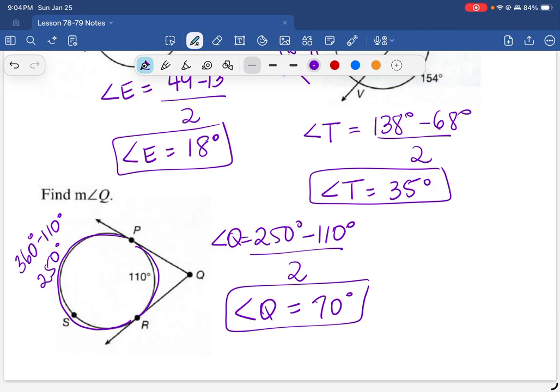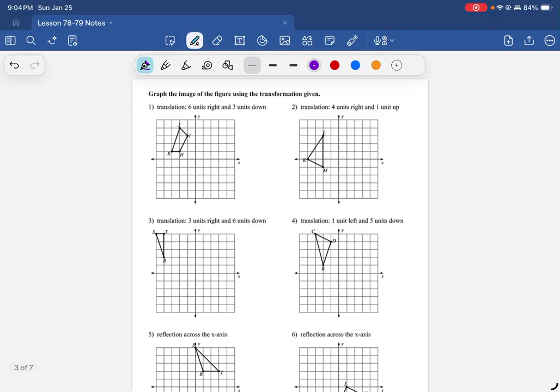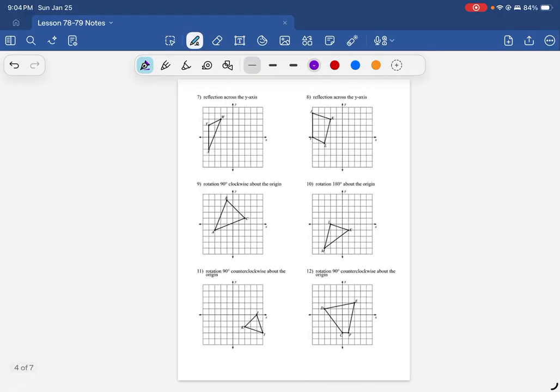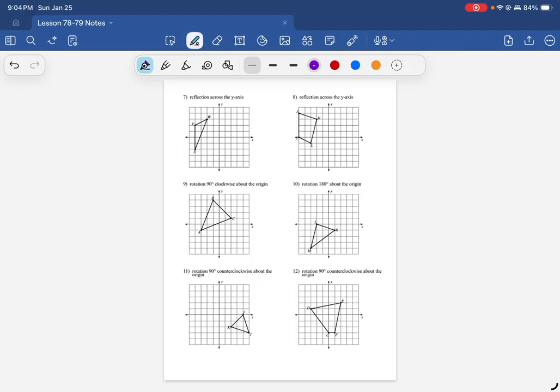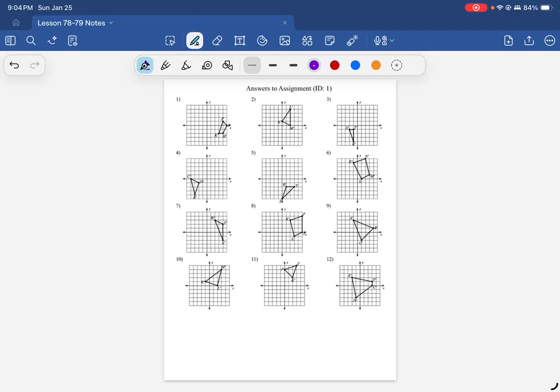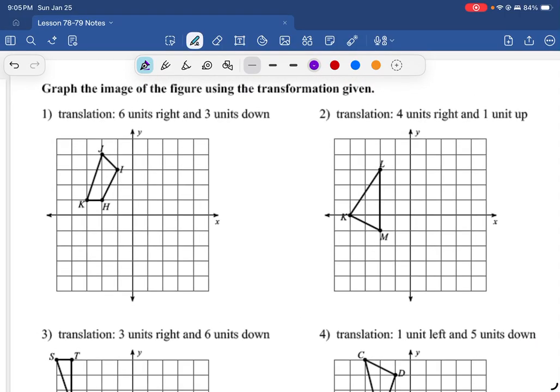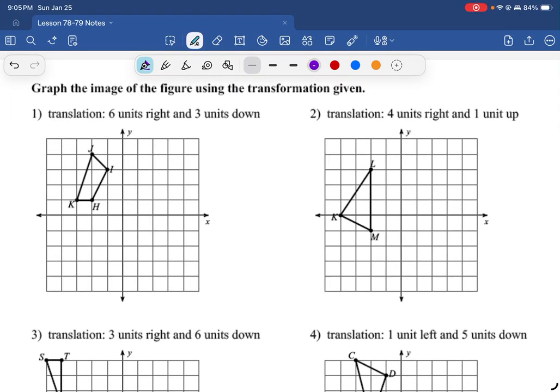Now let's work an example of a reflection. So number 5, I want you to notice it says across the x-axis. And the x-axis is right here. Beginning with S, right here, notice that it's 1, 2, 3, 4, 5 away from the x-axis. So we're going to start at the x-axis and go 1, 2, 3, 4, 5. That will be S prime.